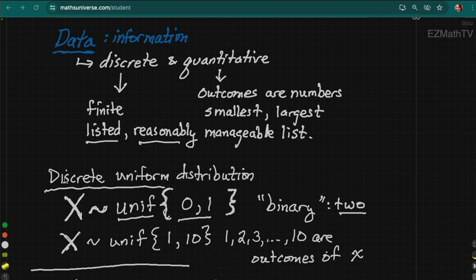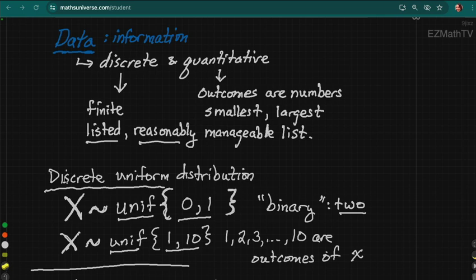Another possibility could be a random variable capital X is approximately uniform on a range of values from 1 to 10. So maybe it's a 10-sided die, or maybe it's a survey where people had to rank something on a scale of 1 to 10. So 1 is a possible answer, 10 is a possible answer, and anything in between are also possible answers. So those are examples of discrete uniform distributions.